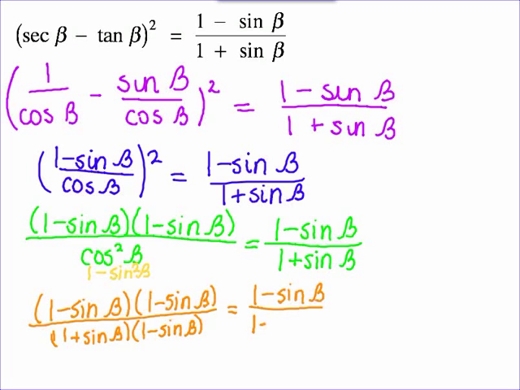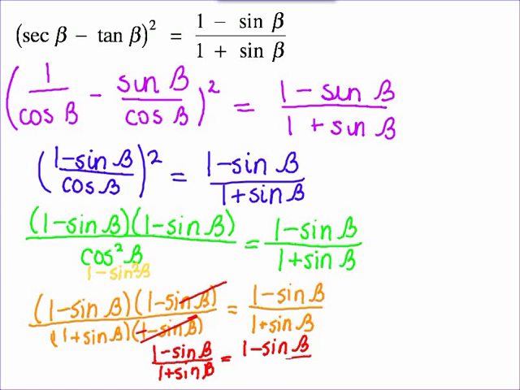When I do that, you end up seeing that you can cancel one of those, and I'm left with 1 minus sine beta on the top over 1 plus sine beta. And that equals 1 minus sine beta over 1 plus sine beta. That's just really cool. And there you go, you're done.